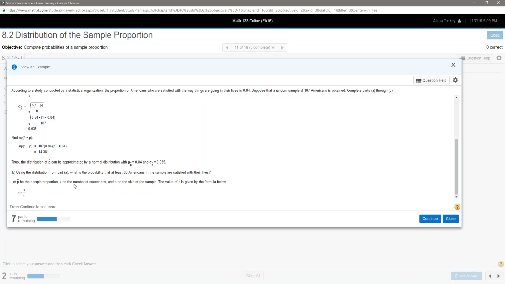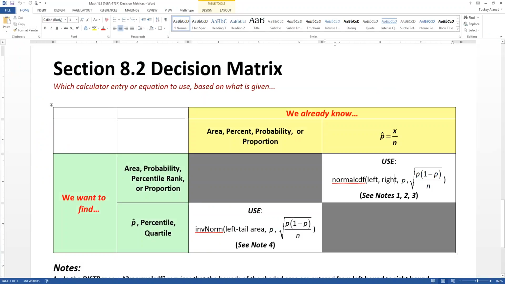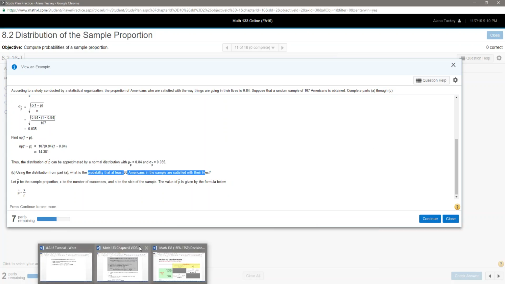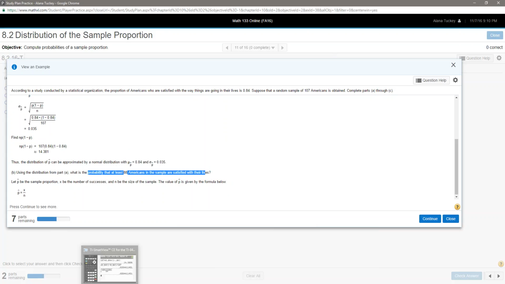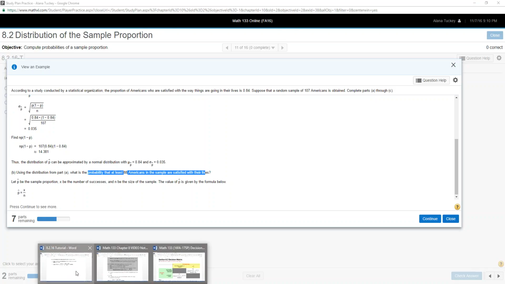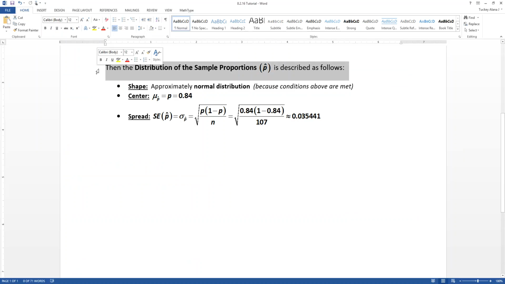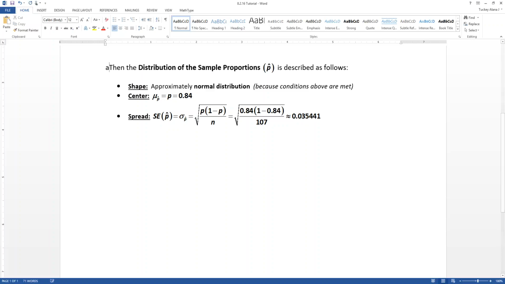Now you notice it's asking about the probability here. So the probability that at least 88 Americans. So let's look at the 8.2 decision matrix. We want to know a probability right here, so we're going to need a p hat in order to use normal CDF. That's our goal. We know where the center of the curve is, 0.84, and we know the spread is 0.035, because we said it's normally distributed. So this is part A.